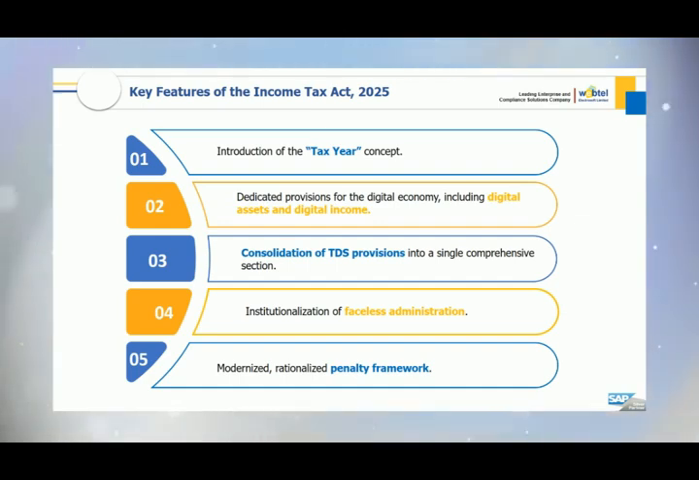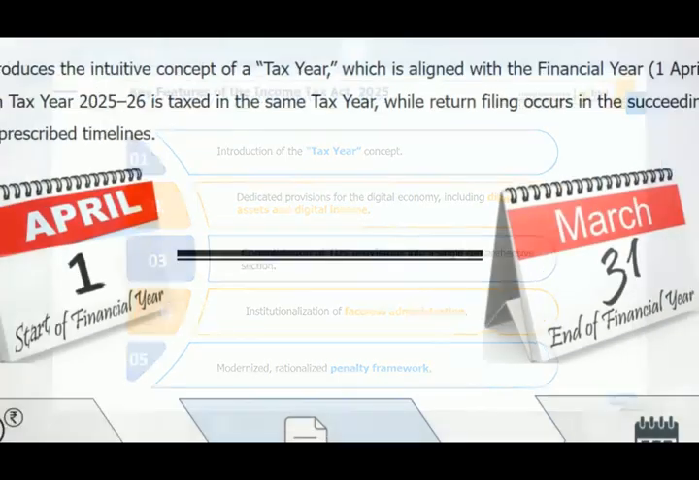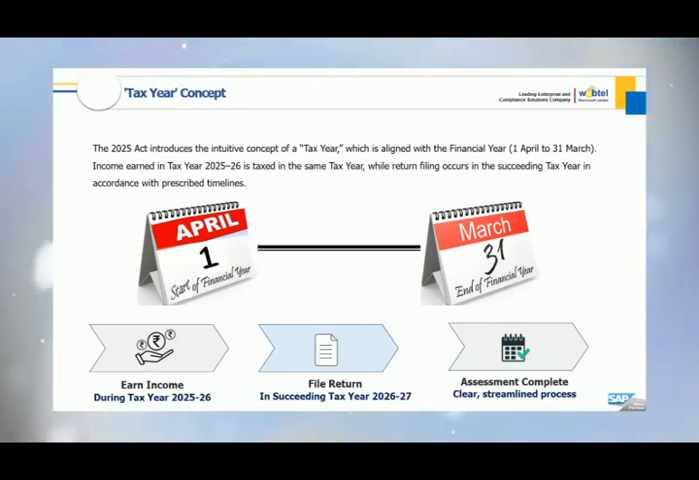Faceless administration is formally institutionalized, reducing physical interaction and increasing transparency. The penalty framework is modernized and rationalized, with greater focus on ease of compliance.